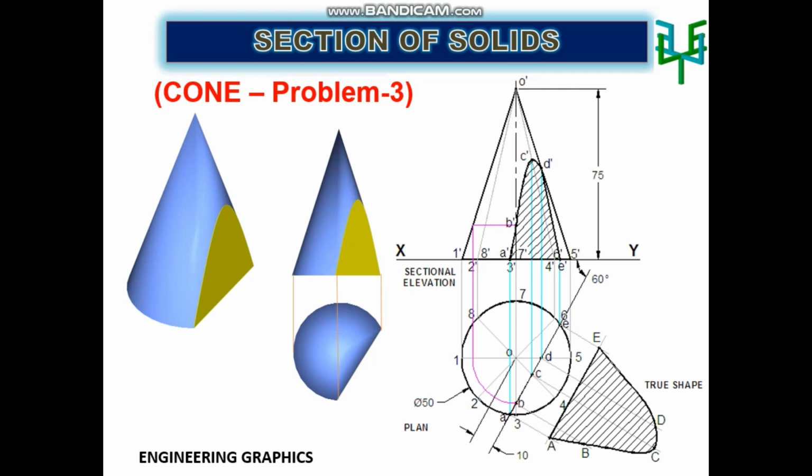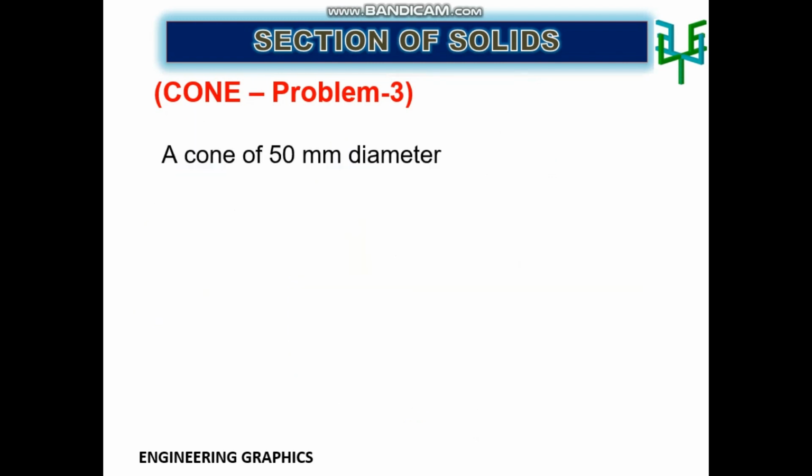This video explains sectional view of a cone when the cone stands vertically and is cut by a plane perpendicular to HP and inclined to VP. Let us see a problem.